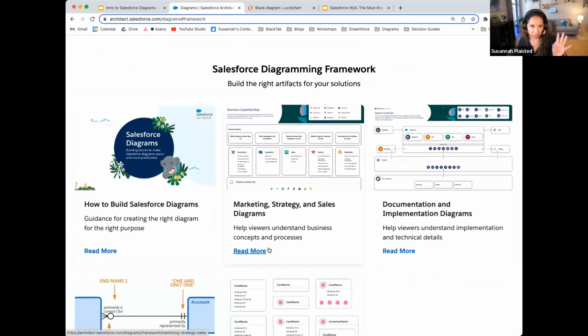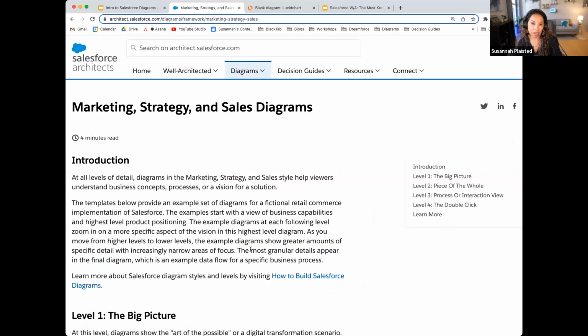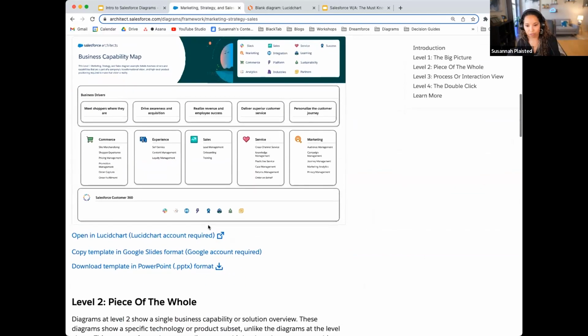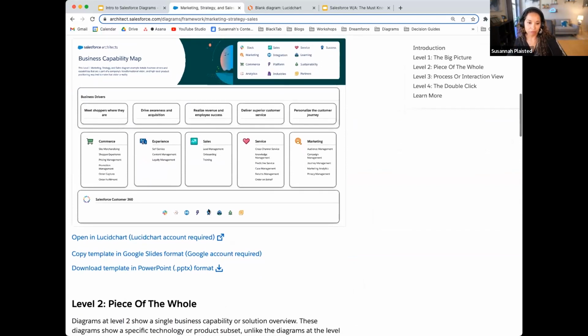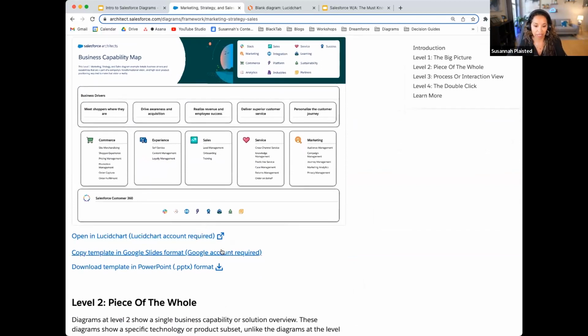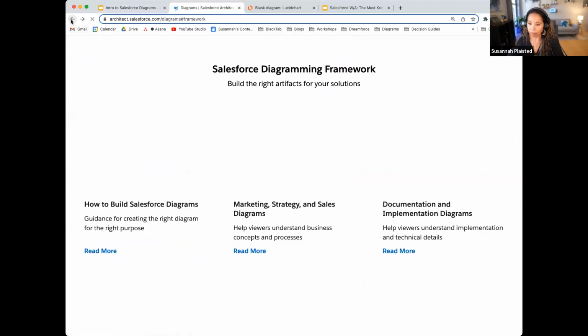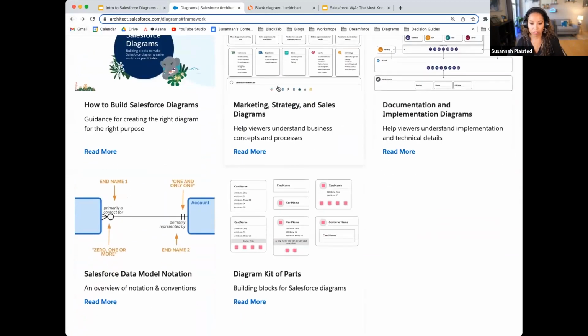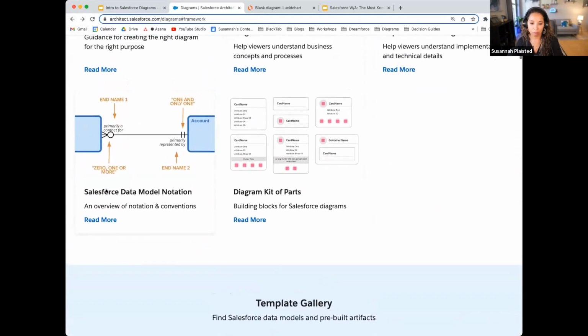There's examples. So we saw in the slides, the pictures of these diagrams. You can also go in here and actually download the images if you want to use the image in a presentation of your own. But you can also open up what we refer to as templates in Google Slides, PowerPoint, or Lucidchart, so that you can use this as a starter for your own, for example, business capability map. And then the other resource I want to call your attention to is this Salesforce data model notation.